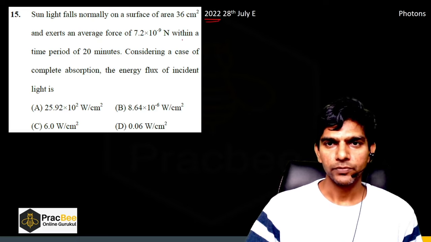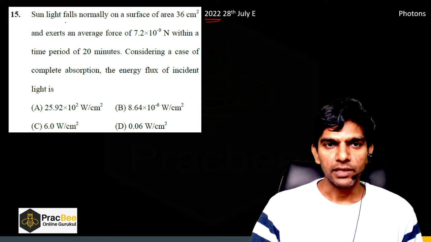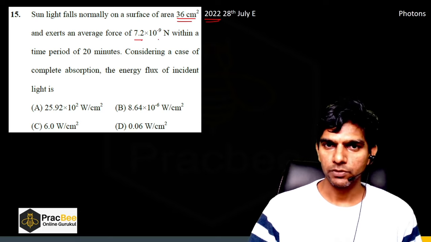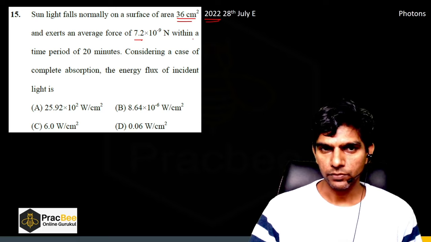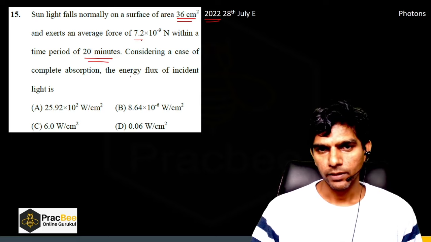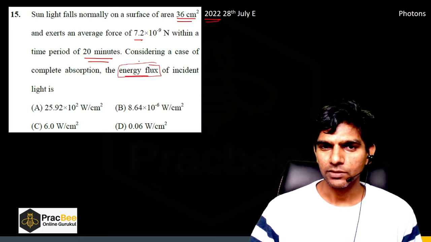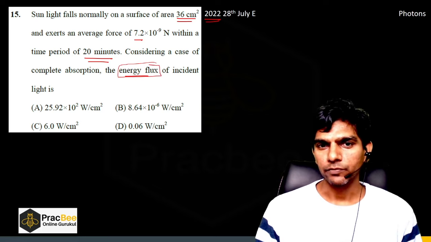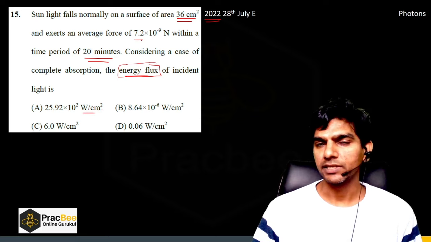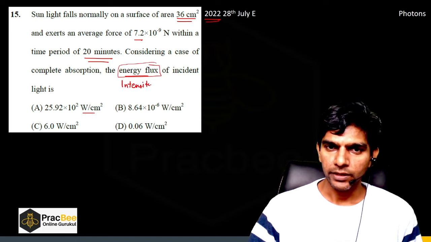It came in 2022. So just try to pause the video and solve this question on your own. Sunlight falls normally on a surface of area 36 square centimeter and exerts an average force of 7.2 into 10 raised to minus 9 Newton within a time period of 20 minutes. Considering a case of complete absorption, find the energy flux of the incident light. So can you see there is a new word known as energy flux. Now what is energy flux? If you're not aware which physical quantity they are talking about, just look at the options. In the options they have mentioned watt per square centimeter. So it is nothing but the intensity. So we have to find intensity.